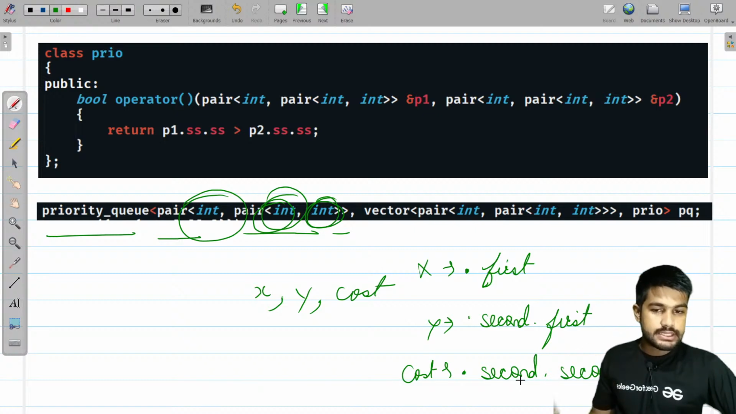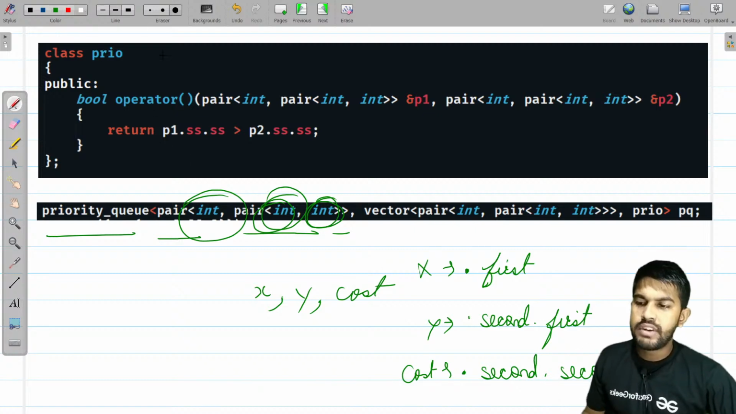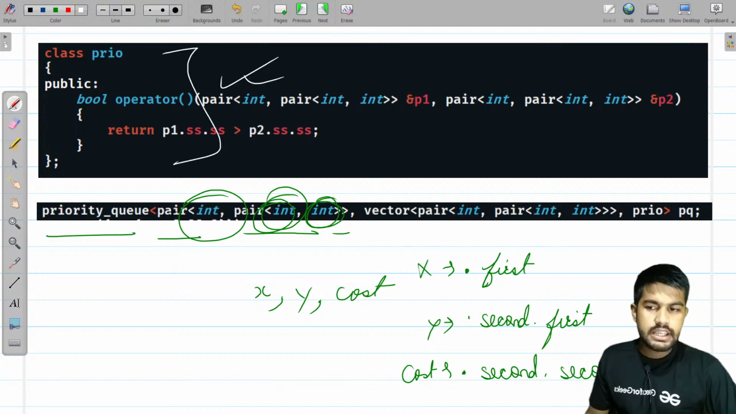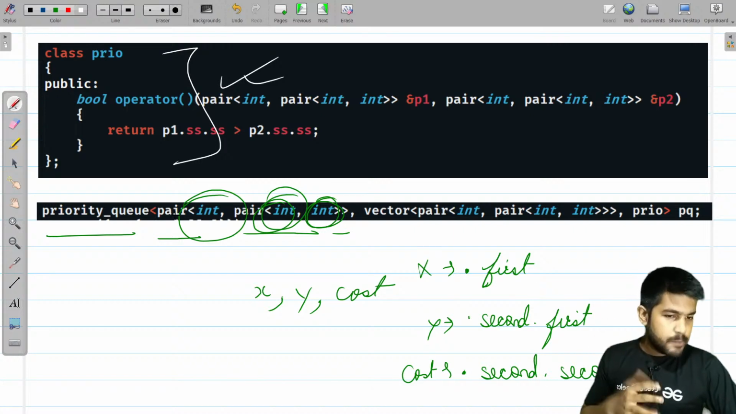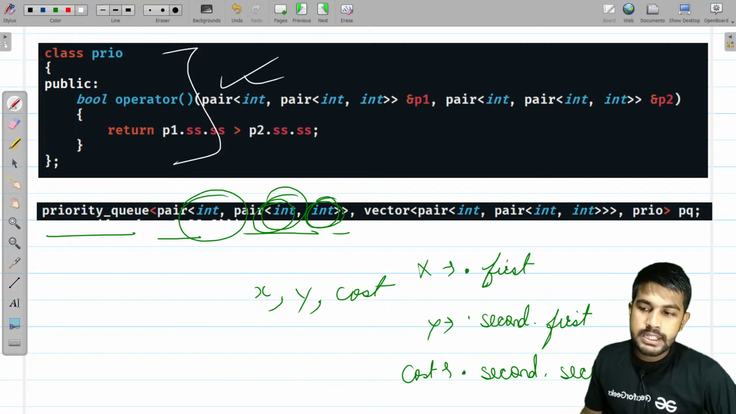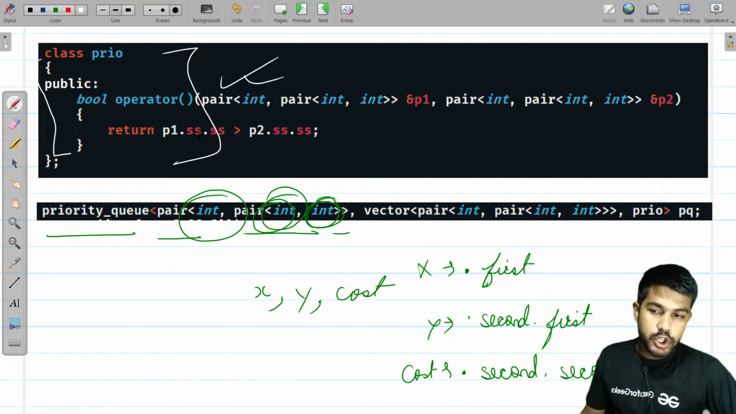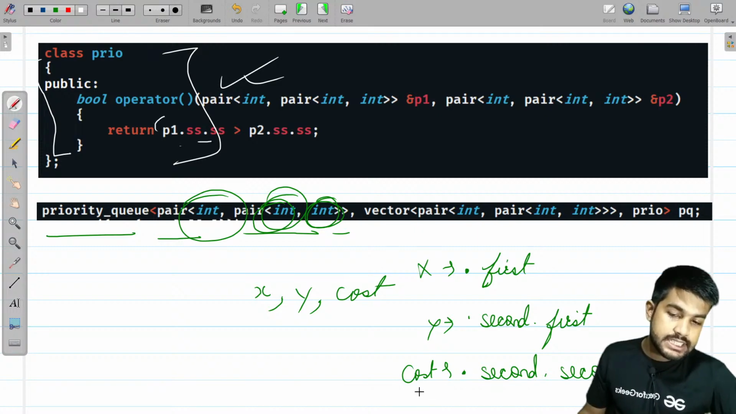Now what is this you have written, Siddharth? I don't understand this. The thing is that the priority queue by default would sort according to the first element, but I don't want that. So this is a custom comparator function which would allow us to compare ss.second and so on. Which is ss.second? This is the cost.